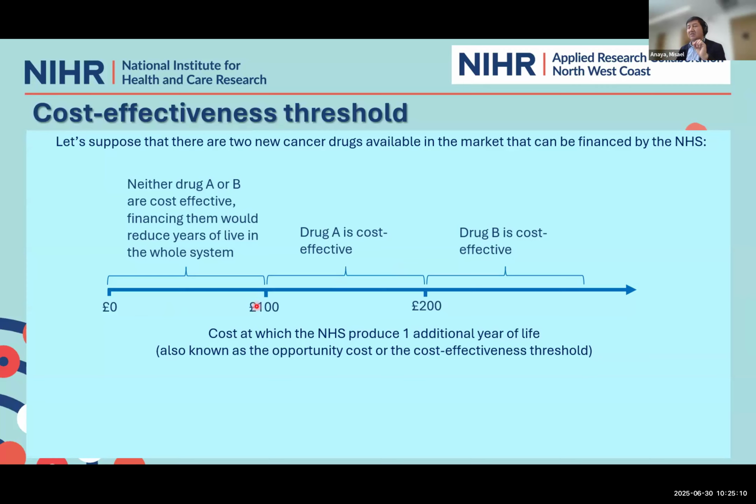Here, for thresholds lower than £100, the policymaker wouldn't choose any of them, because neither drug A nor B will be cost effective. With thresholds higher than 100, drug A is cost effective, but only up to £200. Okay, so from 100 to 200, drug A is cost effective. For thresholds higher than 200, drug B is cost effective.